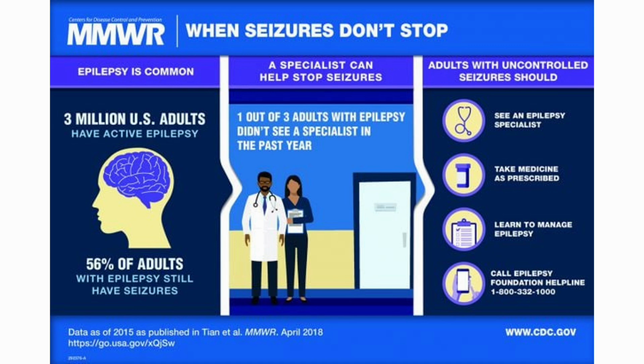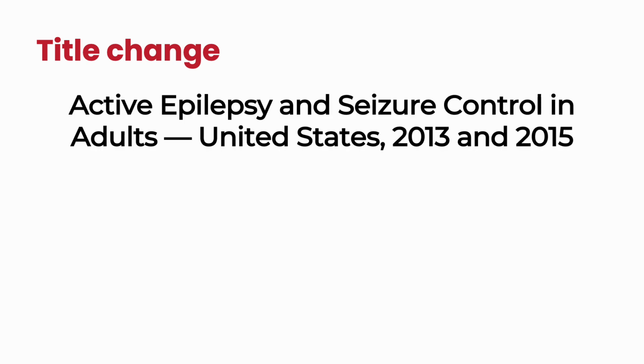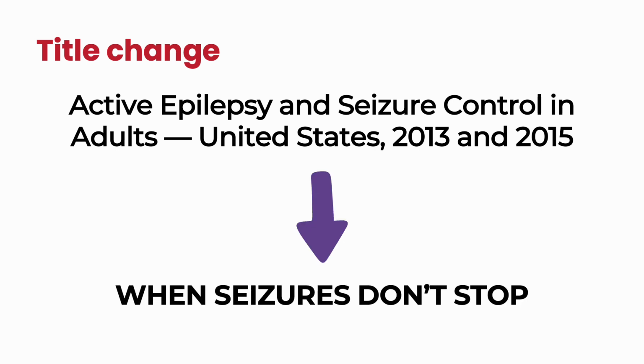So what have they done here? Firstly, we'll talk about the writing, because there is still usually some writing involved in putting together a visual abstract. The report's title was Active Epilepsy and Seizure Control in Adults, United States 2013 and 2015, and they've titled their visual abstract, When Seizures Don't Stop.